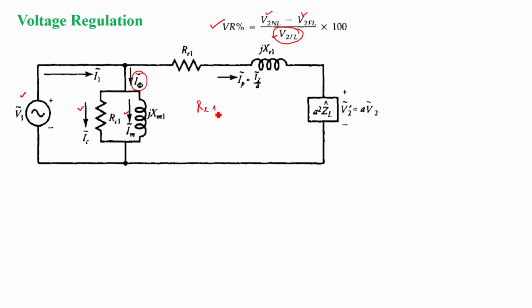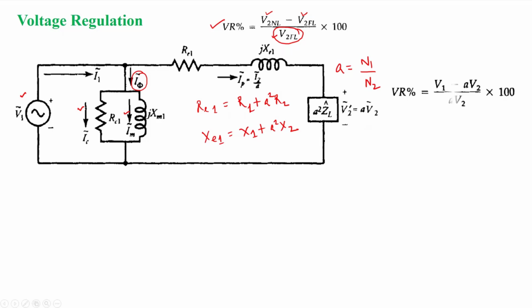That is nothing but what we already discussed. RE1 is equal to R1 plus a square R2, right? And XE1 is equal to X1 plus a square X2. Already we know this, right? Where a is nothing but N1 by N2. Similarly, the load impedance is referred to the primary side, right? And so V2 dash also will be equal to a V2. Already we have seen this.